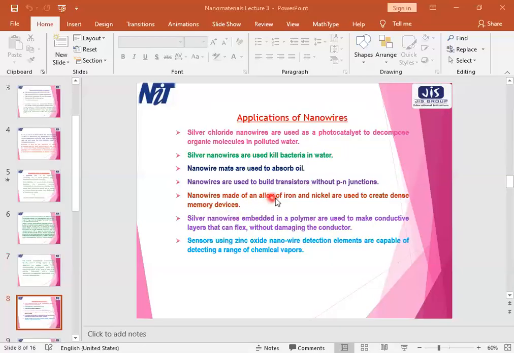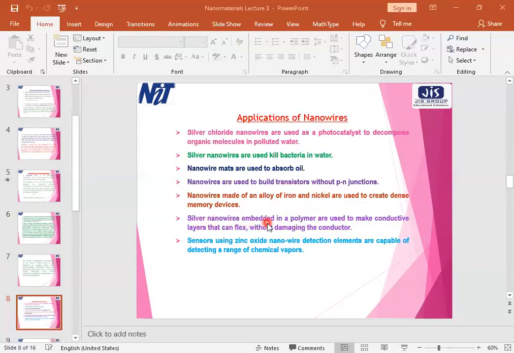Nanowires made of an alloy of iron and nickel are used to create dense memory devices. You see, memory devices we have learned before in this nanomaterial. They can be built up using nanowires. Which nanowire? Alloy of iron and nickel. Why? Because iron and nickel both are ferromagnetic materials. So they can store the memory, they can store the data.